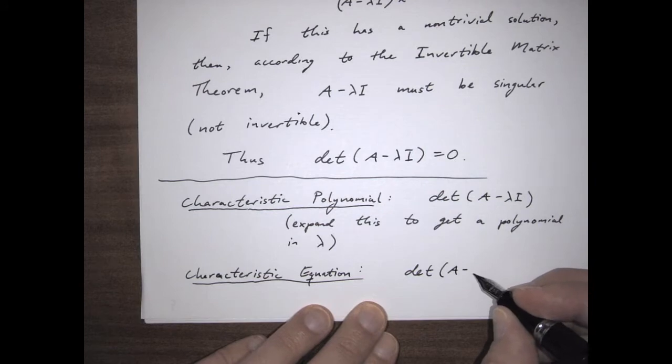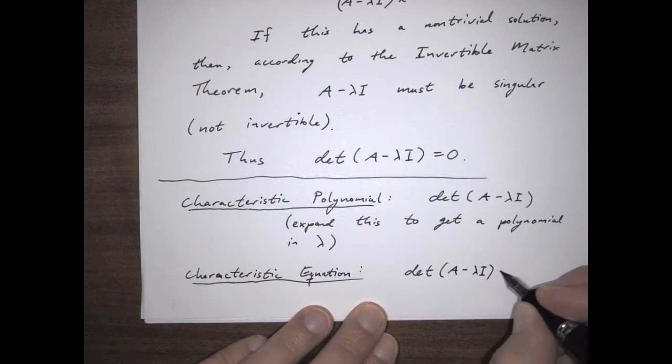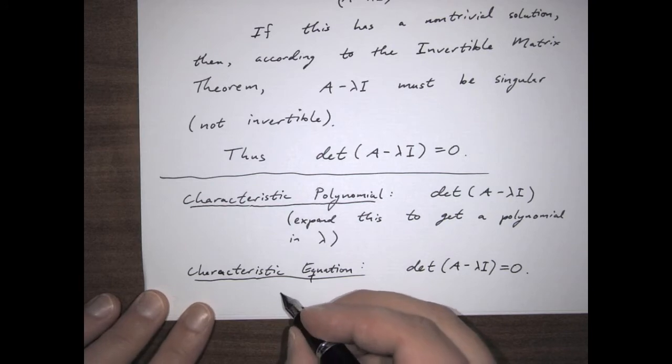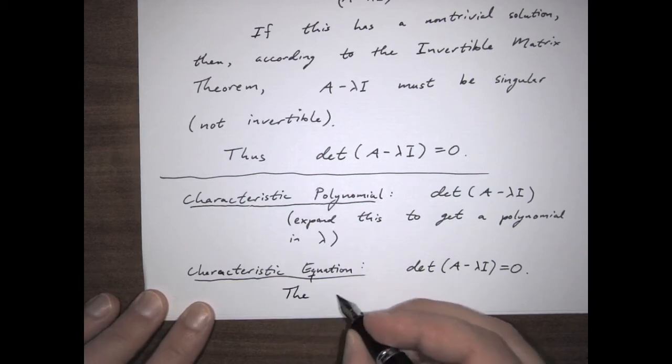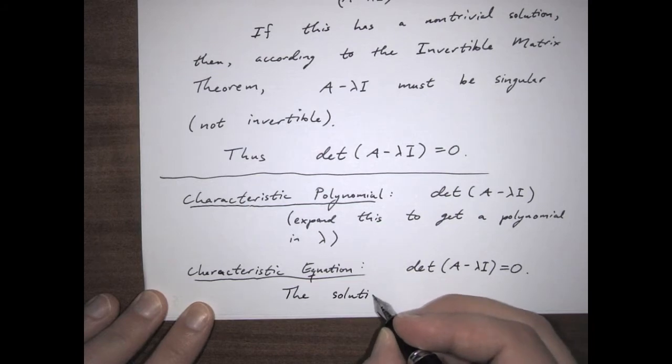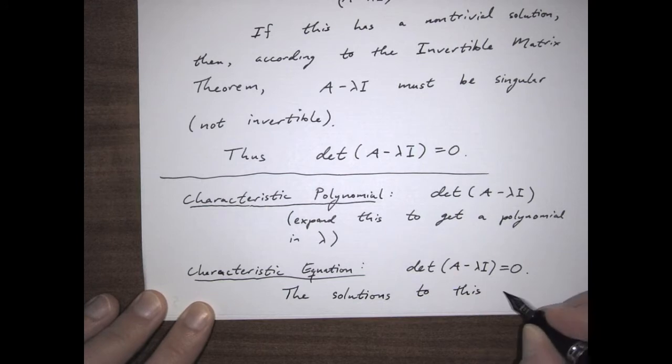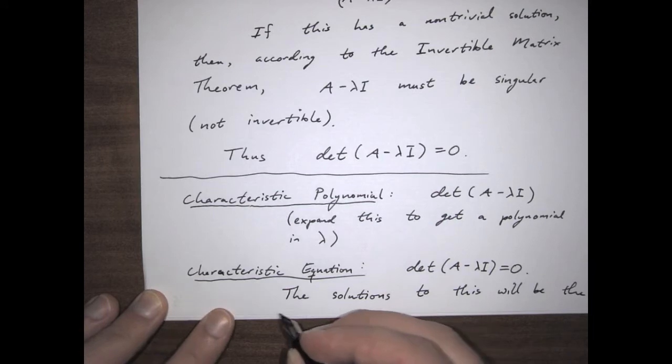So the determinant of A minus lambda I equals 0. So set the characteristic polynomial equal to 0, and you've got yourself a characteristic equation. Now this will be a polynomial equation, and the solutions to this will be in fact the eigenvalues.